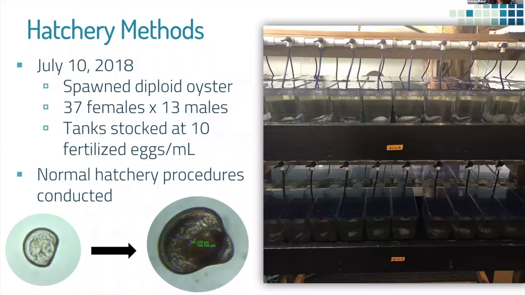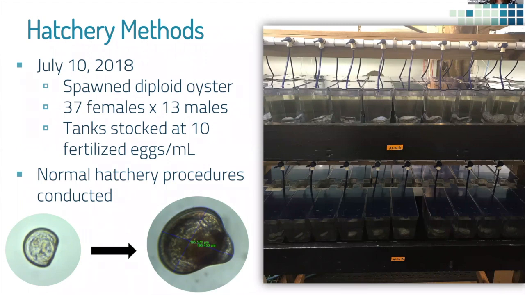So to begin, on July 10th, 2018, at the Auburn University Shellfish Lab, we spawned diploid oysters from 2 distinct broodstock lines. 37 females mated with 13 males, and we got a 91% fertilization rate. Tanks were stocked at 10 fertilized eggs per milliliter, and throughout the culture, normal hatchery procedures were conducted to be able to mimic a commercial hatchery, since oyster farmers will be purchasing their seed from them.